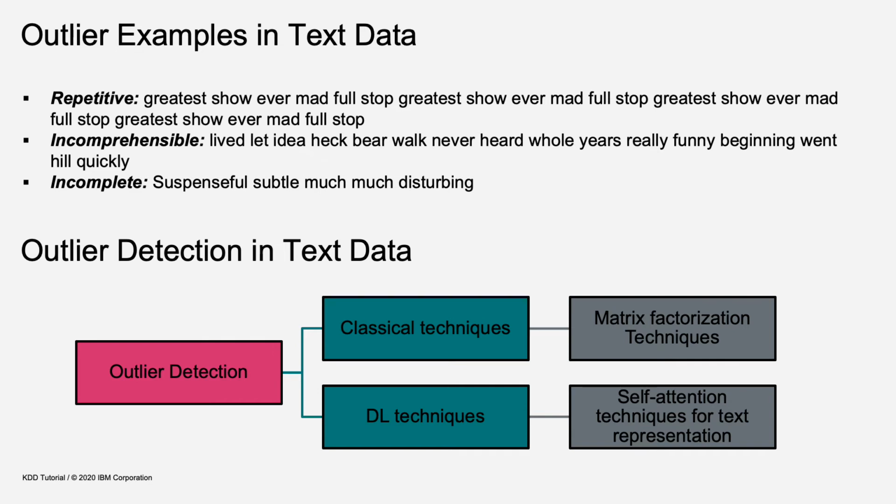Approaches for outlier detection in text can be broadly classified into two groups: the classical techniques and the deep learning based techniques. Now that we have seen some examples of outliers in text, let's discuss two approaches for anomaly detection in text.